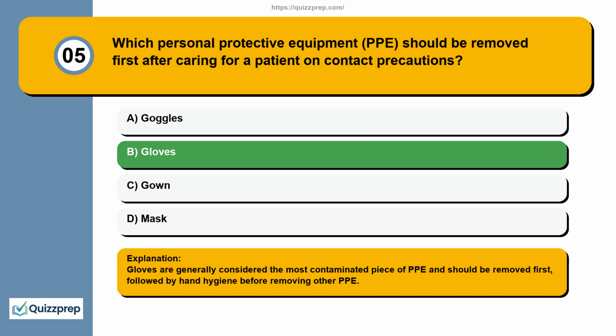Gloves. Explanation. Gloves are generally considered the most contaminated piece of PPE and should be removed first, followed by hand hygiene before removing other PPE.